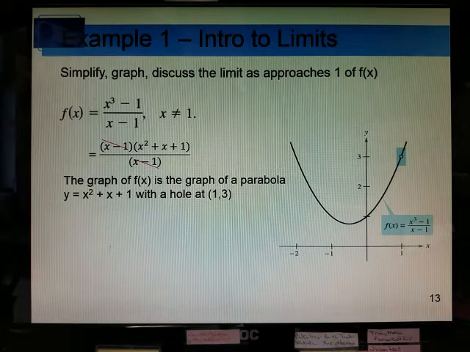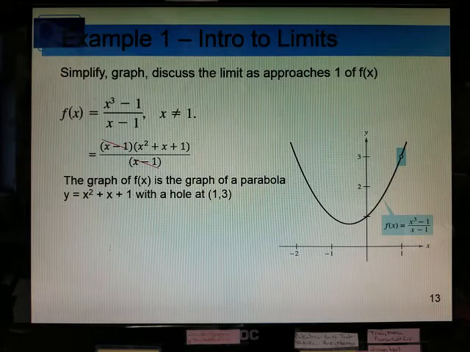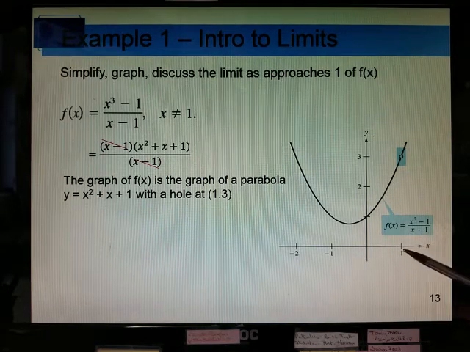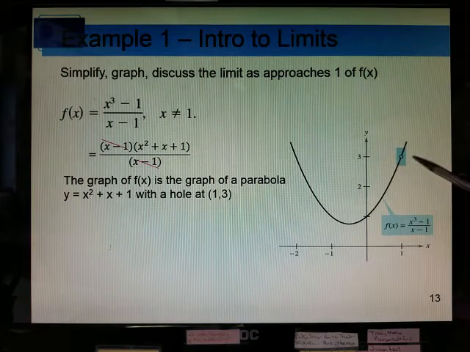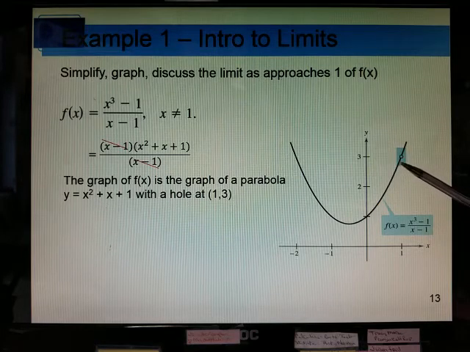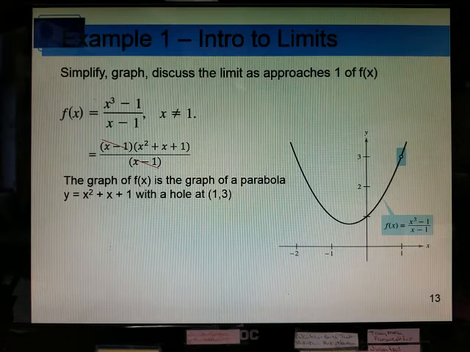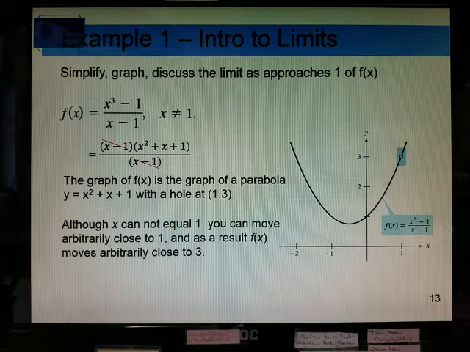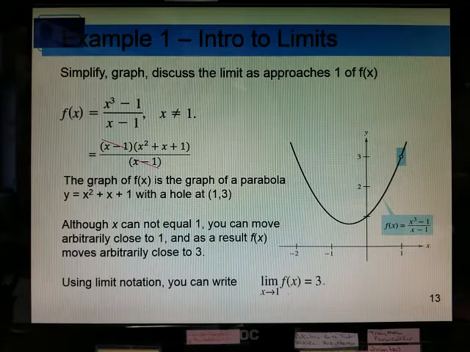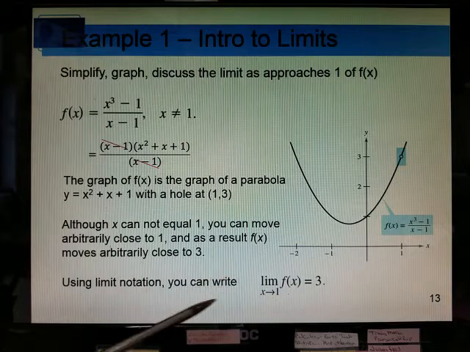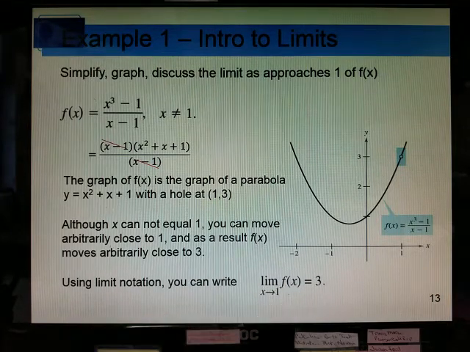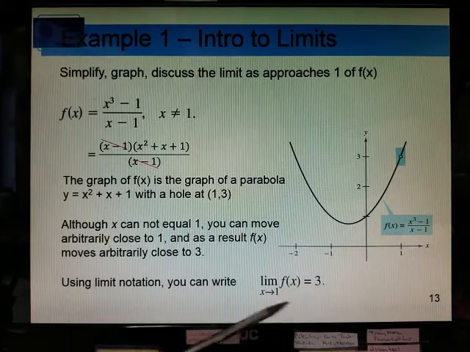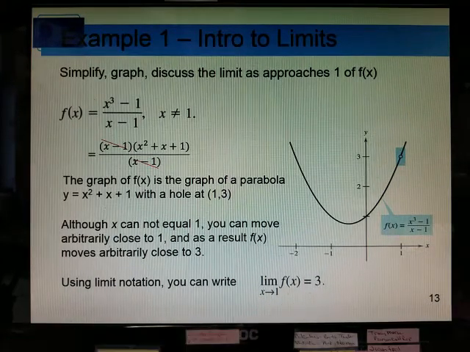So if I was to ask you, what is the limit as x approaches 1, that means what is y getting really close to when x gets really close to 1? As the x here got very, very close to 1, this y value is getting very, very close to 3. That's what this is showing you here with an open circle in that graph. So writing it with limit notation, that would be the limit as x approaches 1 of the function equals 3. Again, that means what y value is getting close to when the x is getting close to 1? The y's were getting close to 3.